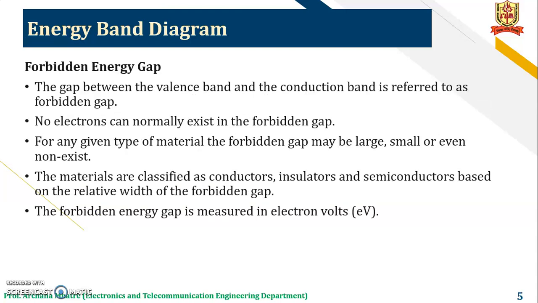Now next is the forbidden energy gap. The gap between the valence band and the conduction band is referred to as the forbidden gap. Practically no electrons can normally exist in the forbidden gap. For any given type of material, the forbidden gap may be large, small, or even non-existent. The materials are classified as conductor, insulator, or semiconductor based on the relative width of that forbidden gap. The forbidden energy gap is measured in electron volts.